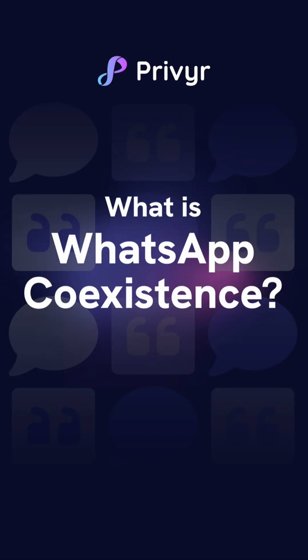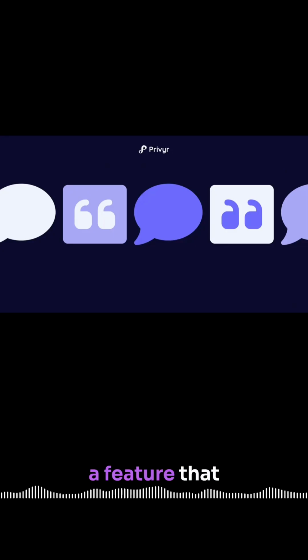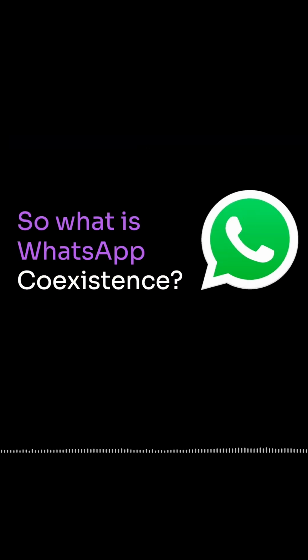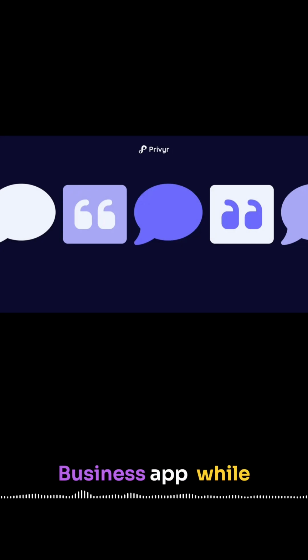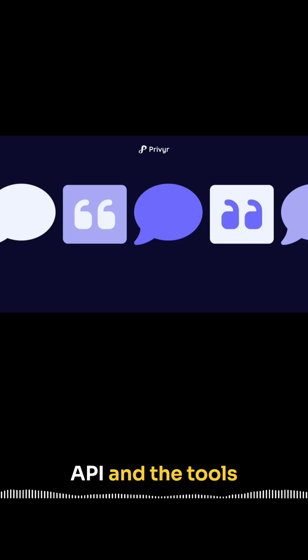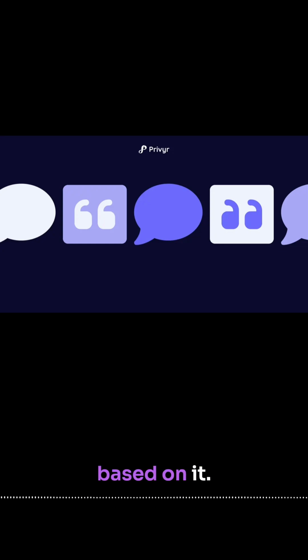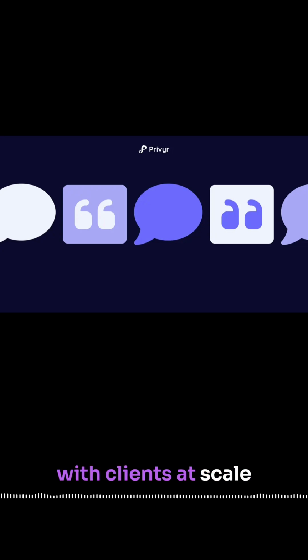WhatsApp just introduced WhatsApp Coexistence, a feature that allows you to use WhatsApp Business app alongside API-based CRM solutions. So what is WhatsApp Coexistence? WhatsApp Business Coexistence is a new WhatsApp upgrade that allows you to use the WhatsApp Business app while simultaneously using WhatsApp API and the tools based on it. You'll now be able to leverage your CRM to connect with clients at scale while retaining your WhatsApp Business app and your number for continuity.